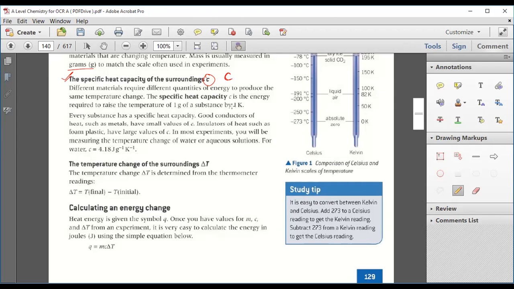In most experiments, you will measure the temperature change of water or an aqueous solution. For example, the specific heat of water is 4.18 joules per gram per Kelvin. Clear?